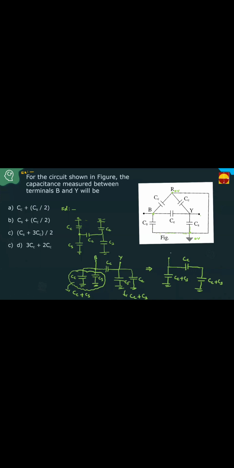This is B and this is Y. These two are parallel again. This is ground, this is ground. If two equal capacitors are parallel, this resultant is CC plus CS by 2. Two equal capacitances are parallel. Then what is C equivalent? C equivalent equal to, these two are parallel now, CC plus CS by 2. This total is parallel to CC, then plus CC. Parallel combination capacitance directly added.